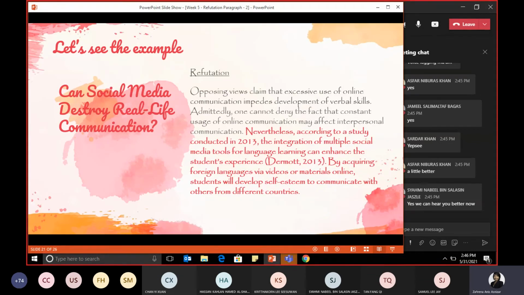I think 47 did a good job. They managed to do this. So you see, when you provide your evidence, it is related to verbal skills. Because a lot of students, a lot of users, use videos or materials online. So how could you say it is not good? How could you say online communication affects the development of verbal skills? A lot of people can speak to a lot of people from around the world because they learn and obtain the videos or materials online.